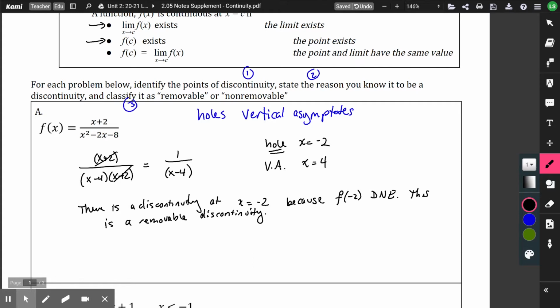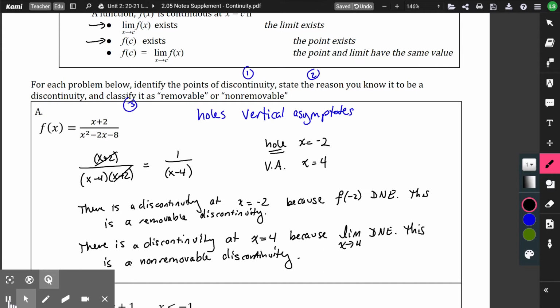We're going to do a very similar setup for the vertical asymptote, but with slightly different reasons. So at x equals 4, there is a discontinuity because the limit as x approaches 4 does not exist. This is considered to be a non-removable discontinuity since the limit does not exist.